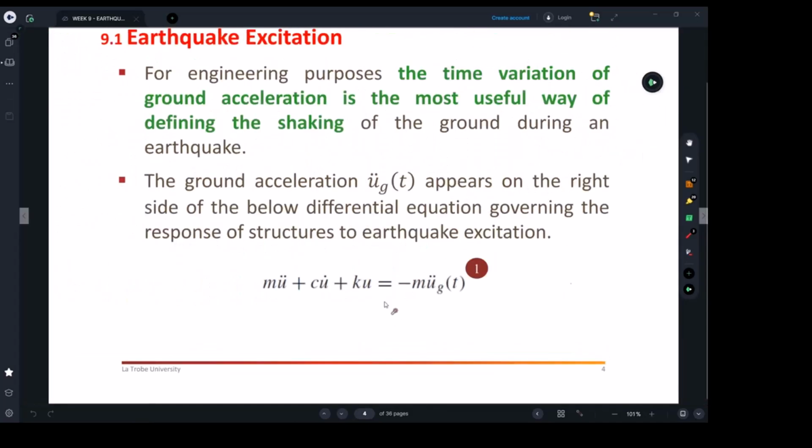And what happened last week? We looked at one property for the structure. It was when the natural time period of the structure was 1 second. But today we will repeat those analyses over different levels of time periods.